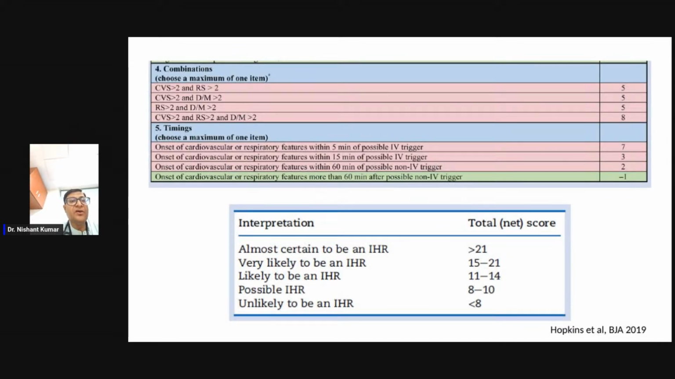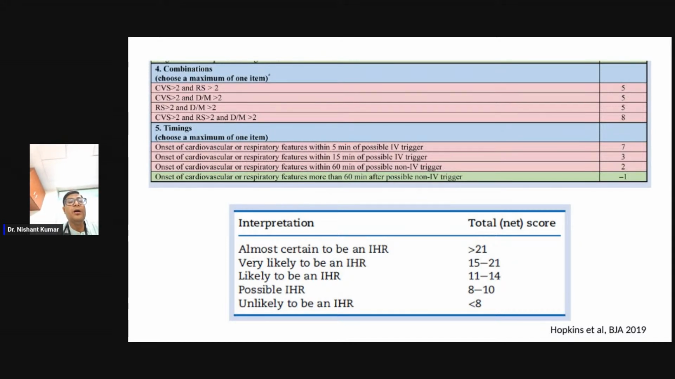And then we have the combination of the number of factors present. So if CVS has more than 2 and RS more than 2, CVS more than 2 and the dermatological more than 2, then based on the timing also, when did it actually occur? So within 5 minutes of possible IV trigger, within 15 minutes, within 60 minutes, and after more than 60 minutes. If it has been after more than 60 minutes, it is more or less unlikely to be anaphylactic.